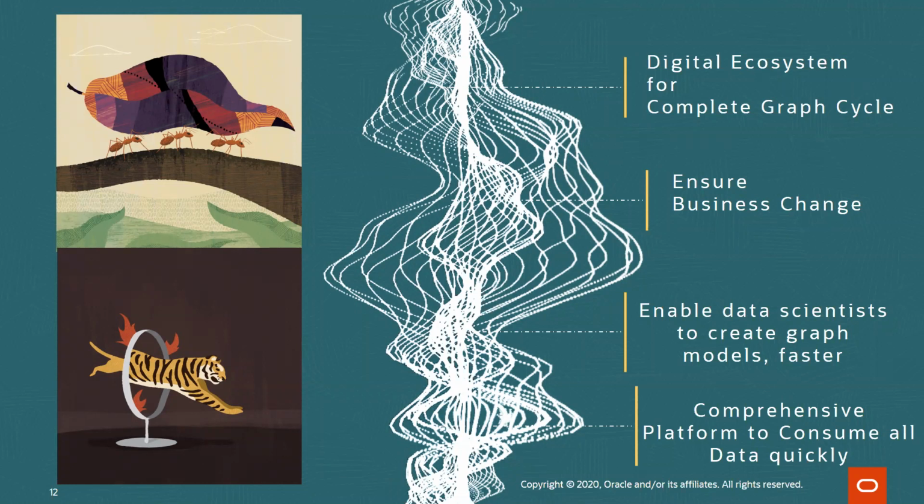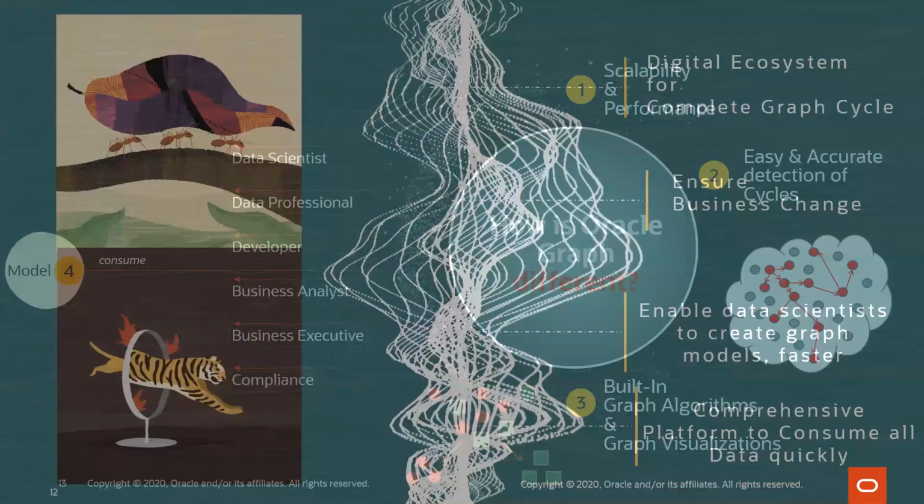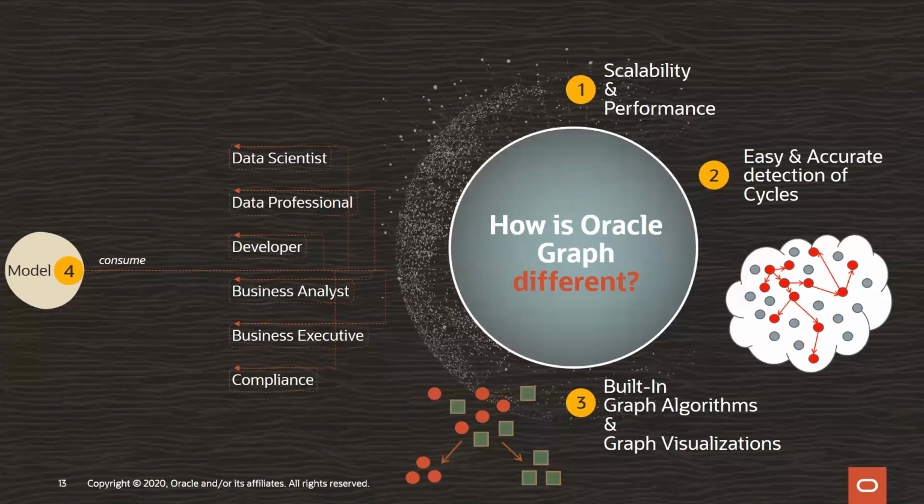So it's a comprehensive platform to consume the data quickly from the different data sources. The graph server can be loaded with data from a database directly by using a configuration file. You do not really need to generate the vertex table and edge table if the requirement is to make sure the data scientist can create the graph models in a much faster way. So how is Oracle Graph different?